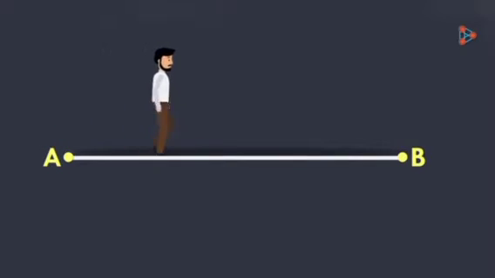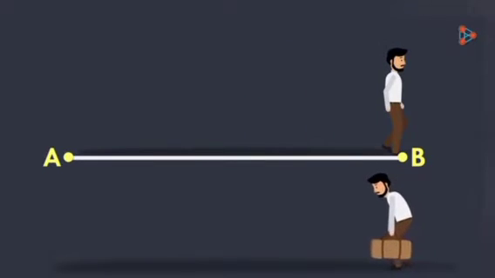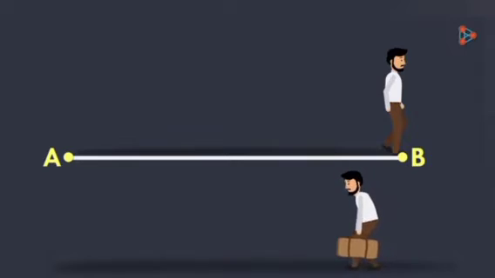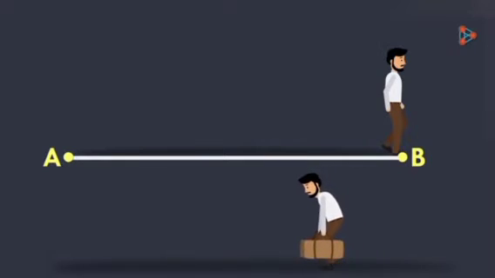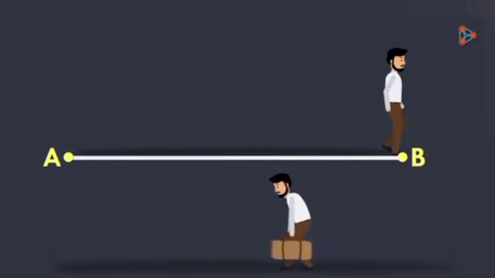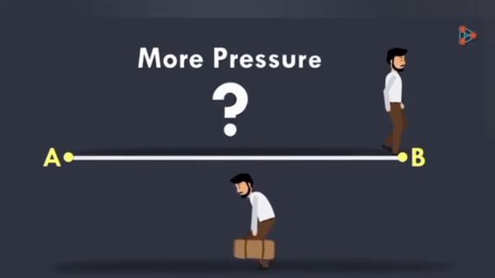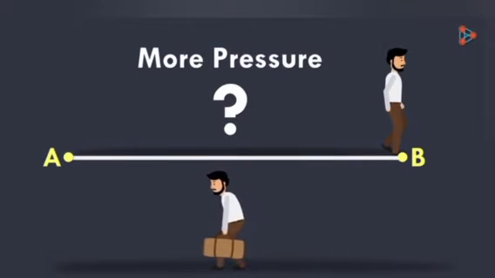This guy is to move from point A to B, and at point B, he is to carry a bag back to point A. Considering this scenario, in which direction will he feel a lot of pressure?